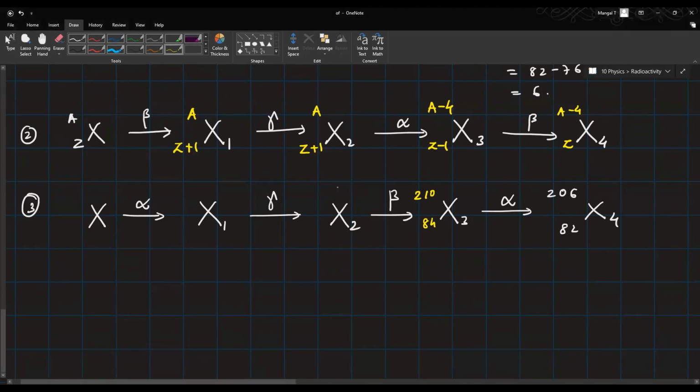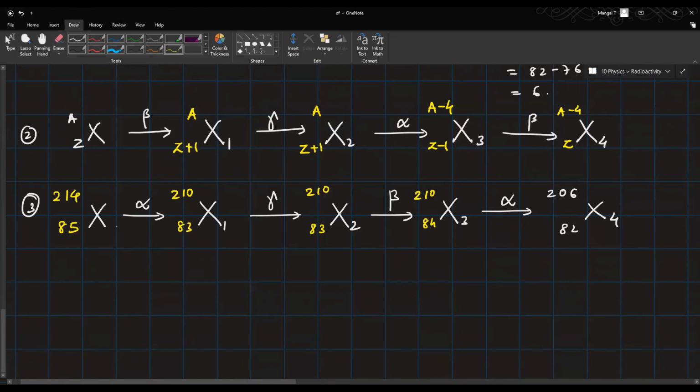Then you have beta. So this is 210, and this is 83, because 83 plus 1 will give you 84. This is gamma. There's no change. So 210 and 83. Okay, Divya, you want to try this one now? And alpha has been given out. I'm not sure. 106 and 81, I think. This is 214 and 85. 214, because 214 reduced by 4 will give you 210. And 85 reduced by 2 will give you 83.